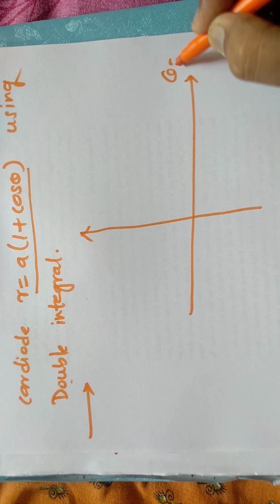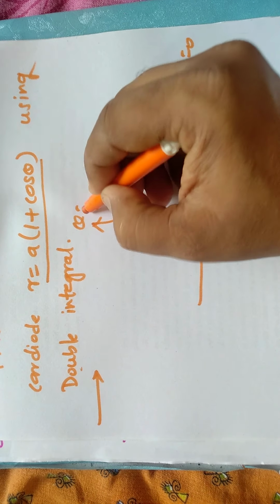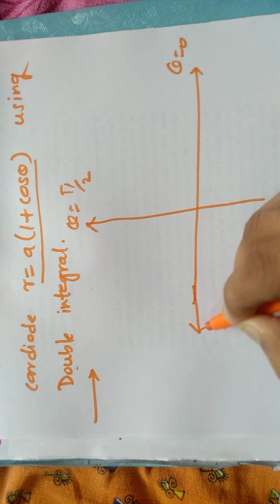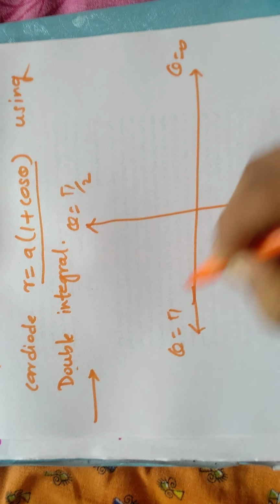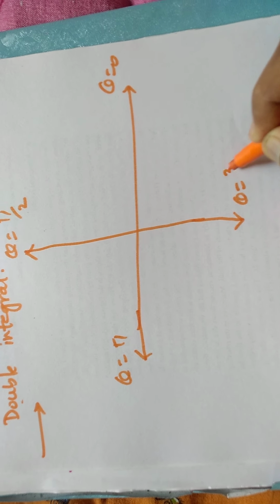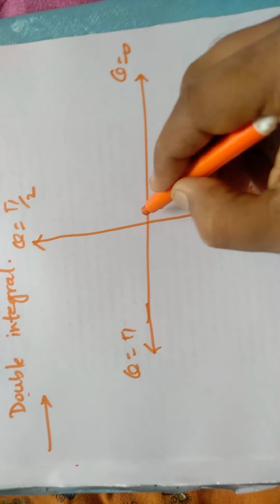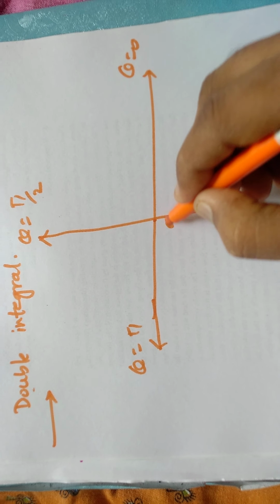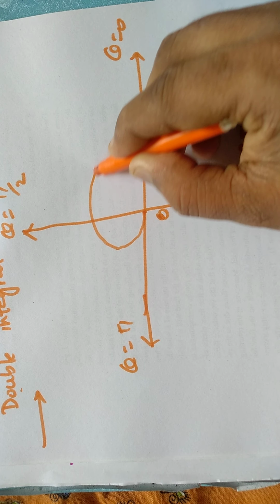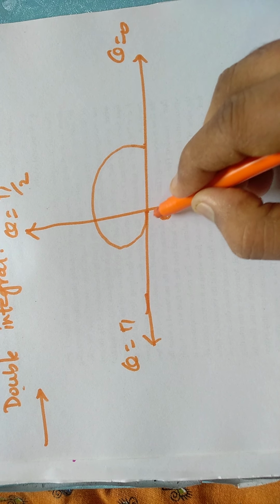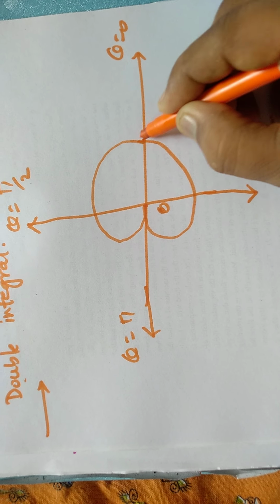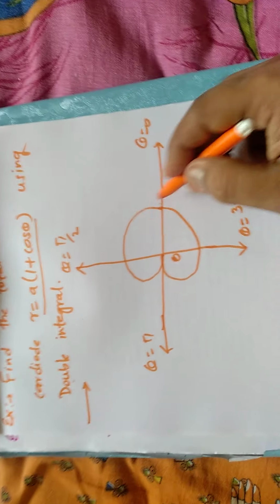This is theta equal to 0, theta equal to pi by 2, theta equal to pi, theta equal to 3 pi by 2. This is a polar coordinate system, with the pole point, and you should be familiar with the graph of the cardioid, r equal to a into 1 plus cos theta. It is like this. This is the cardioid.